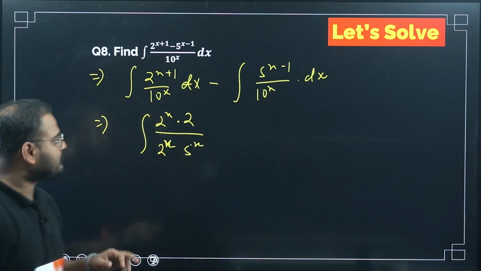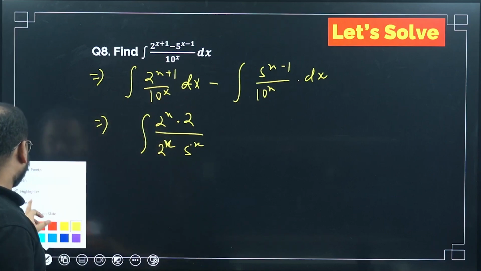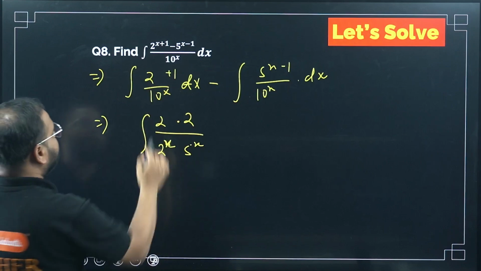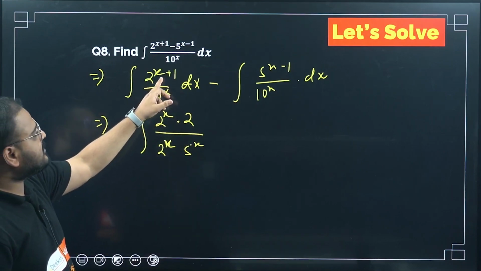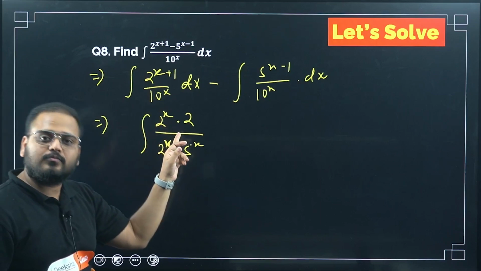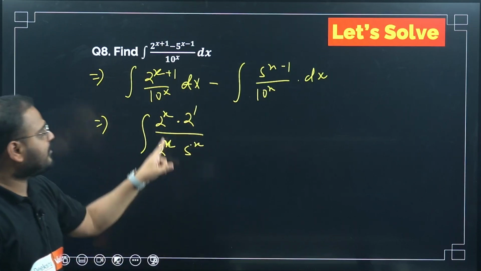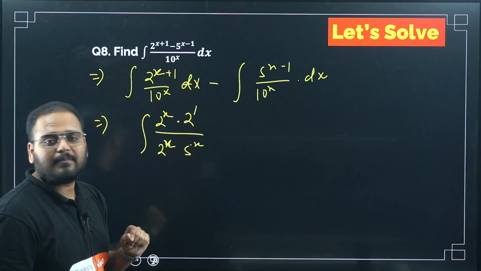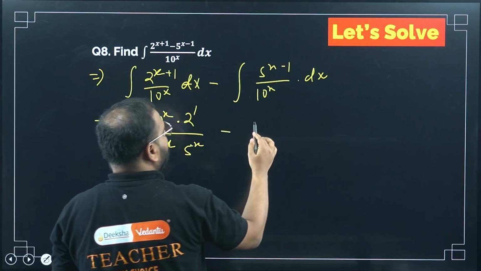Please see this. 2 power x plus 1 means, this is x, looks like n, but it is x only. So 2 power x plus 1 means 2 power x times 2, correct? If the power is 1, I can add them. Same way here, 10 is nothing but 2 into 5, the whole power is x. It means 2 power x into 5 power x.